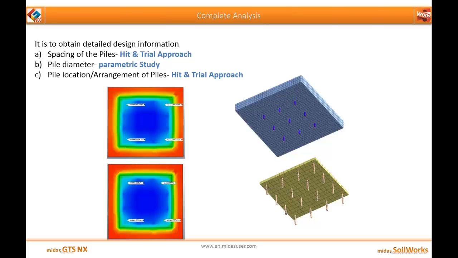The second is the pile diameter, for which you can use the parametric study option, where you can just change the pile diameter and get the analysis result for the same model. The third one is the pile location or arrangement of the piles. It is similar to the spacing of the piles and it is just a hit and trial method.